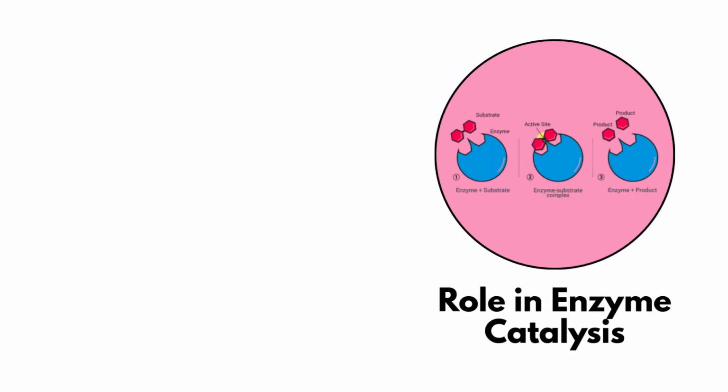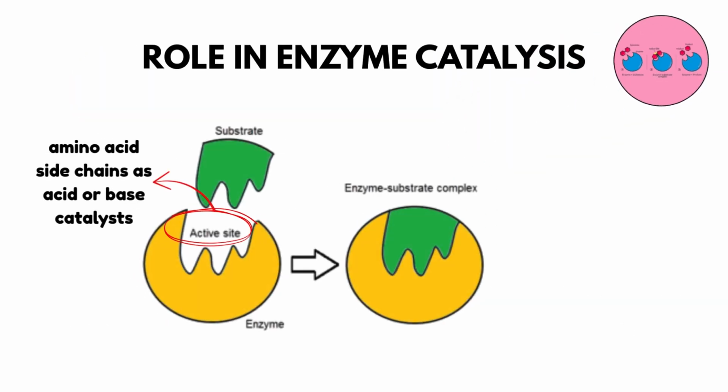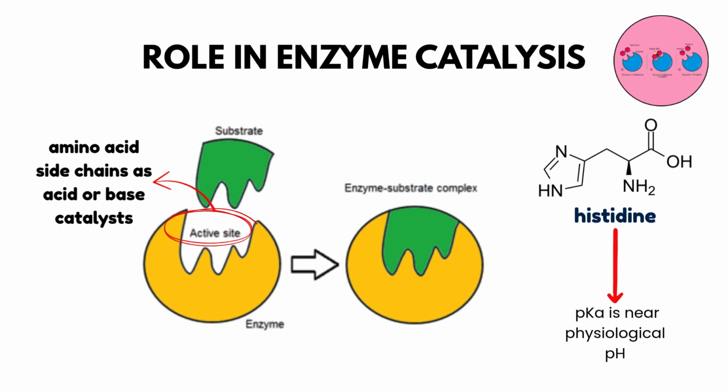Role in enzyme catalysis. Enzyme active sites often use amino acid side chains as acid or base catalysts. Histidine in particular is a favorite because its pKa is near physiological pH, letting it switch roles easily. The MCAT tests this to see if you can connect structure to function.